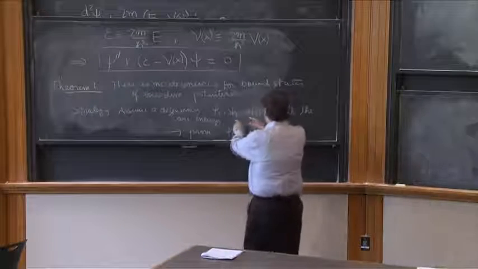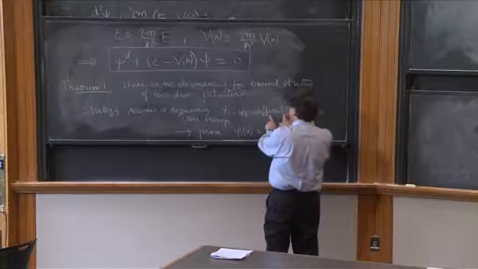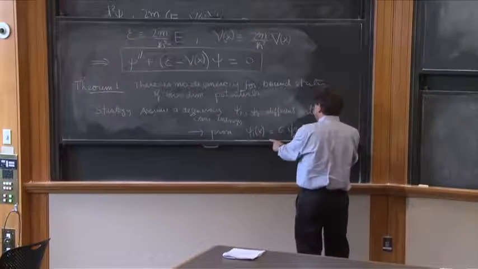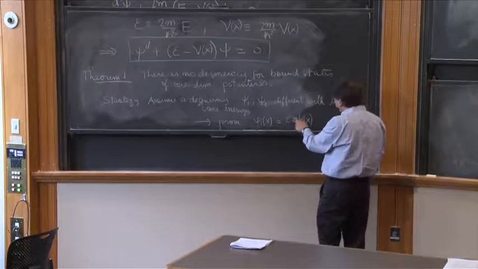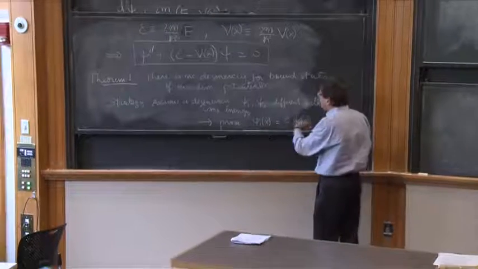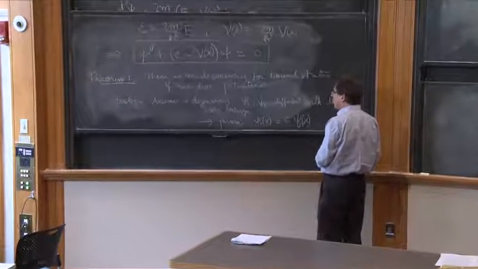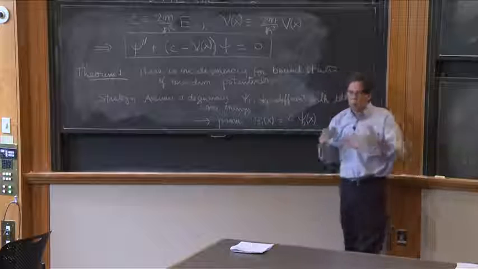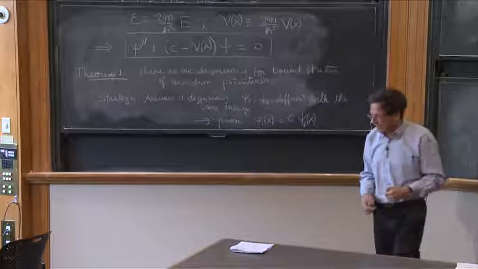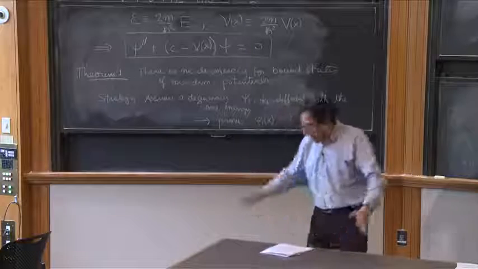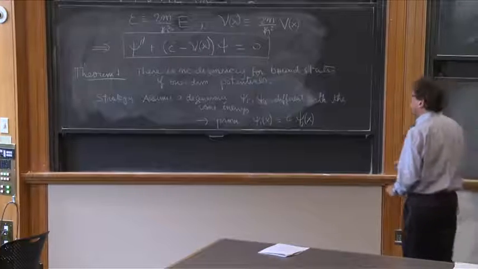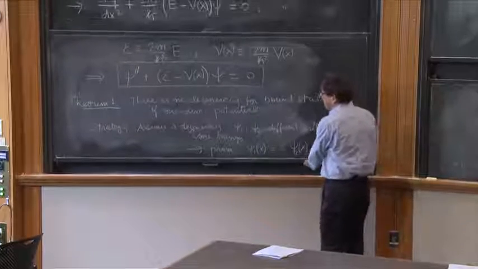So you get a contradiction. You thought they were different, but the difference is just too trivial, and therefore they are really the same wave function, because we've said that two wave functions that differ by a constant should be identified. So that's this theorem, and it's a key theorem.